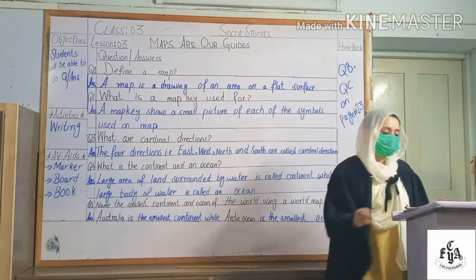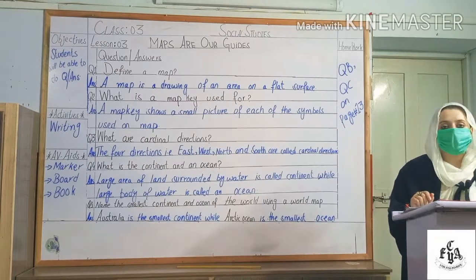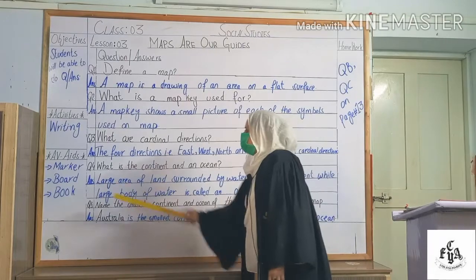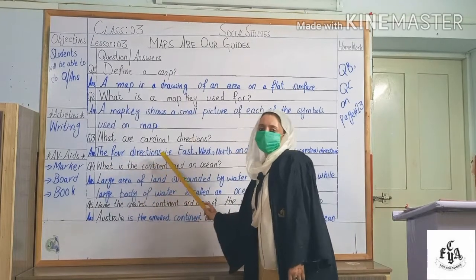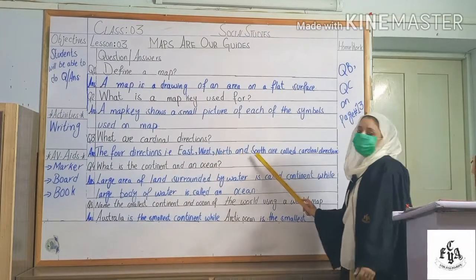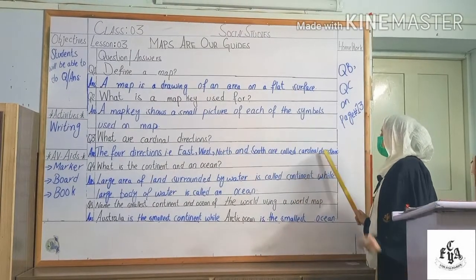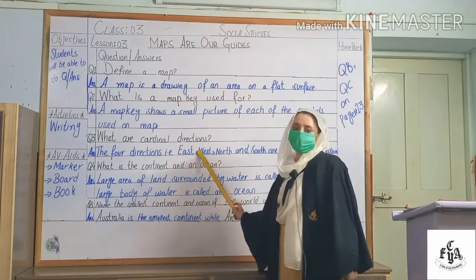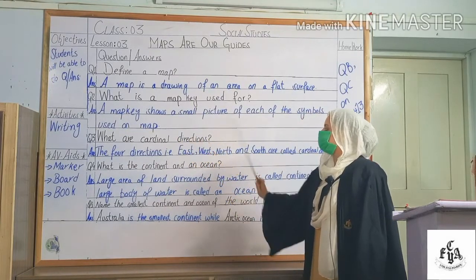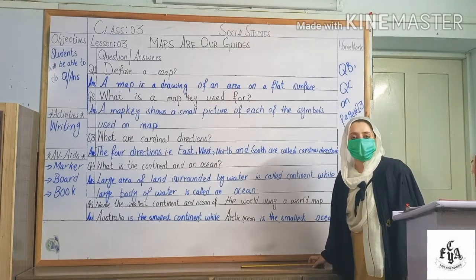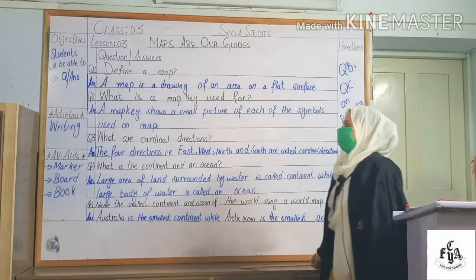Now question number 3 is, what are cardinal directions? It's very easy. The answer is the 4 directions that are east, west, north and south are called cardinal directions. Why do we use these directions in a map? We use these directions to find out the exact place where we want to go.